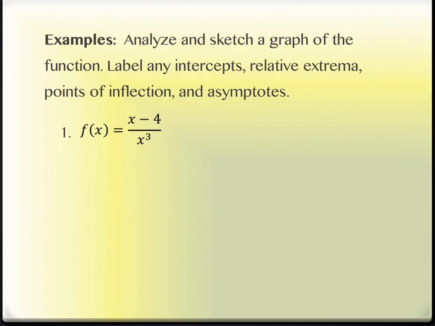So let's take a look at a couple of examples of this. Our first one is actually a rational function. The directions all kind of say the same thing. They ask you to analyze and sketch the graph, label intercepts, maximums, minimums, points of inflection, and asymptotes. One thing you might notice is that it doesn't actually tell you to find the domain and range. The domain and range usually come about on their own as you're finding other pieces. For example, when you find the asymptotes, you're really finding places where the domain doesn't have values. So you kind of get those for free.